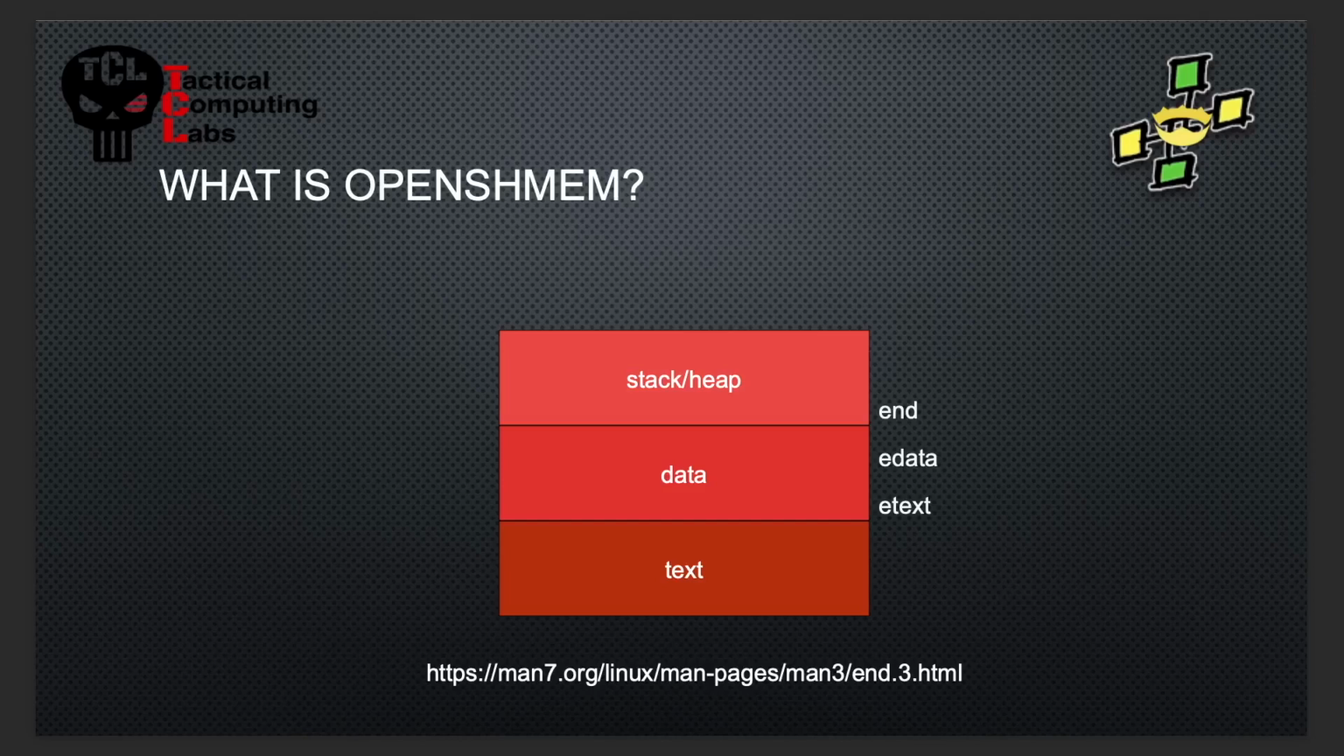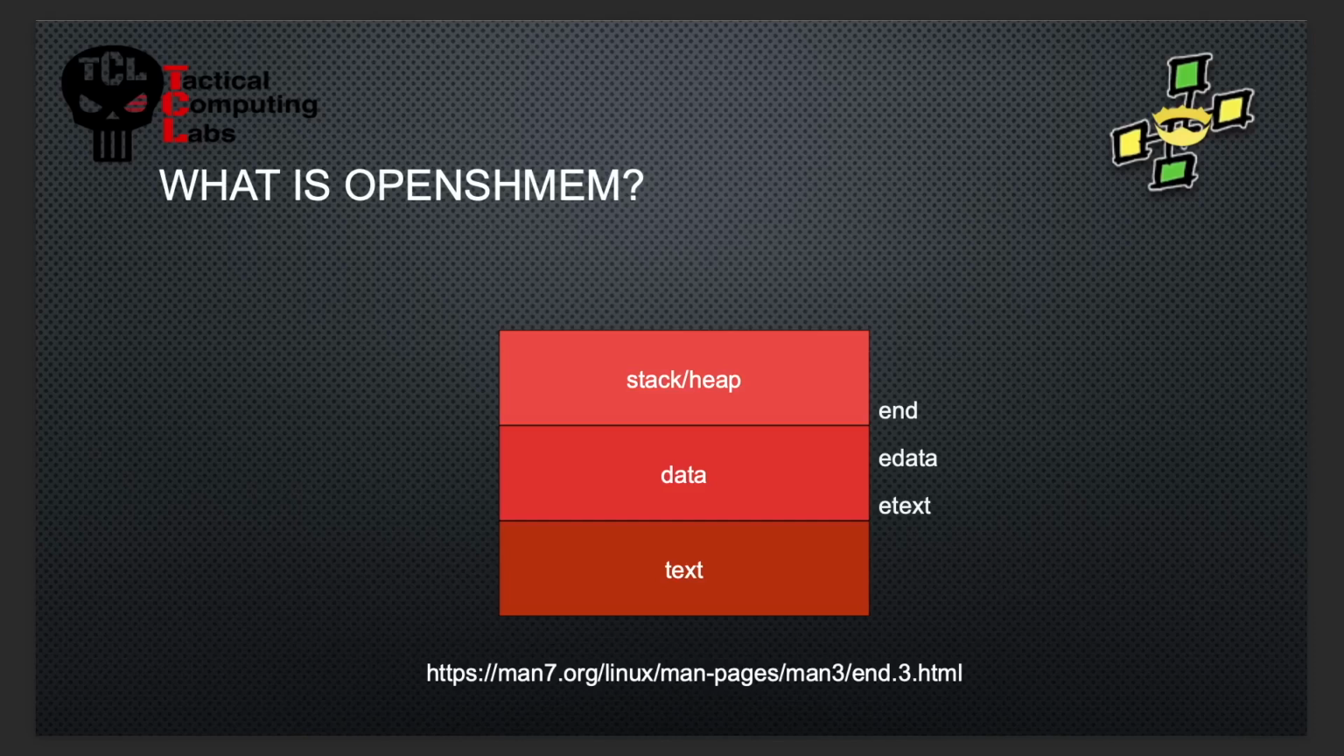So what SHMEM does when it's initialized is it takes the data segment of your program and registers it with your RDMA network card if you are doing OpenSHMEM programming with RDMA hardware. The RDMA network card has a DMA engine attached to it.